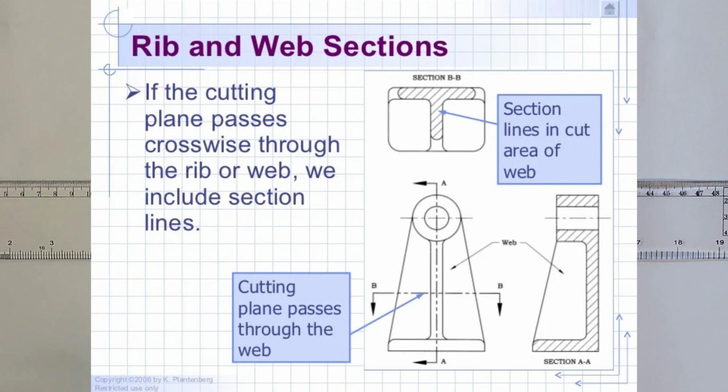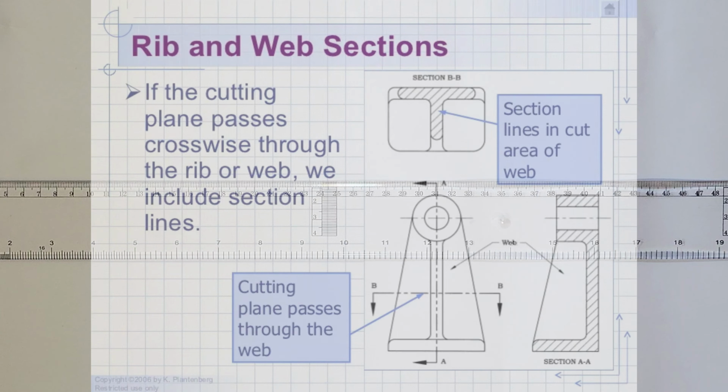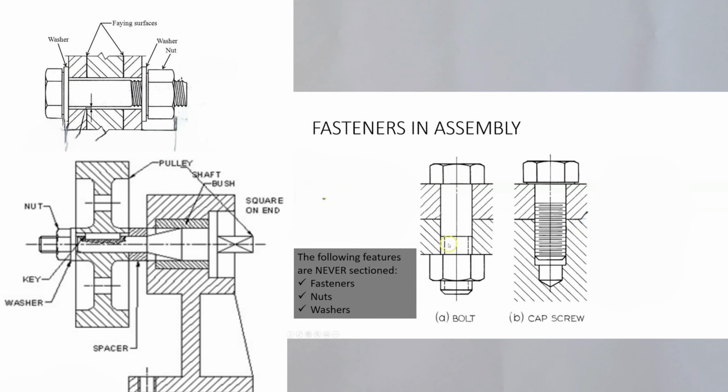Parts not to hatch. Some parts are so common that even if we cut through them, we don't hatch them. Examples are bolts, nuts, washers, screws, shafts, and pins. Because everyone already knows their shapes, there's no need to hatch.